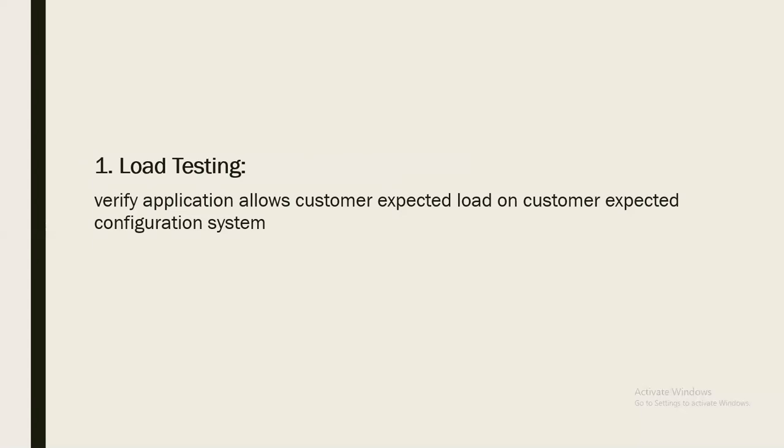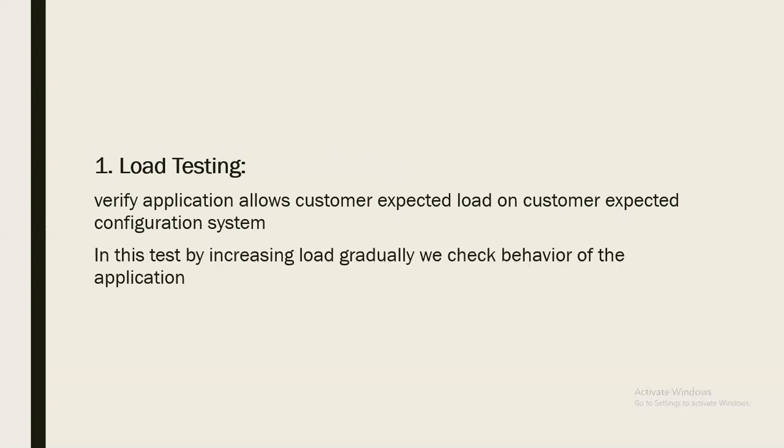What is the intention here? Verify the application allows the customer expected load on the customer expected configuration system. Suppose the application should allow 1000 users to do a particular transaction. Here we gradually increase 100 users, 200 users, 300 users, up to 1000 users. We check whether it is allowing the transactions at that much load. In this test, by increasing load gradually, we check the behavior of the application.